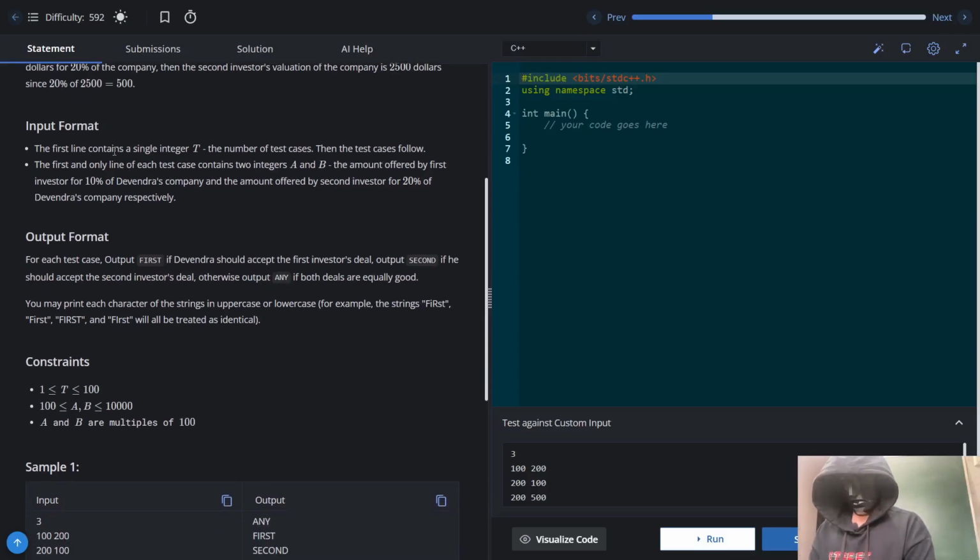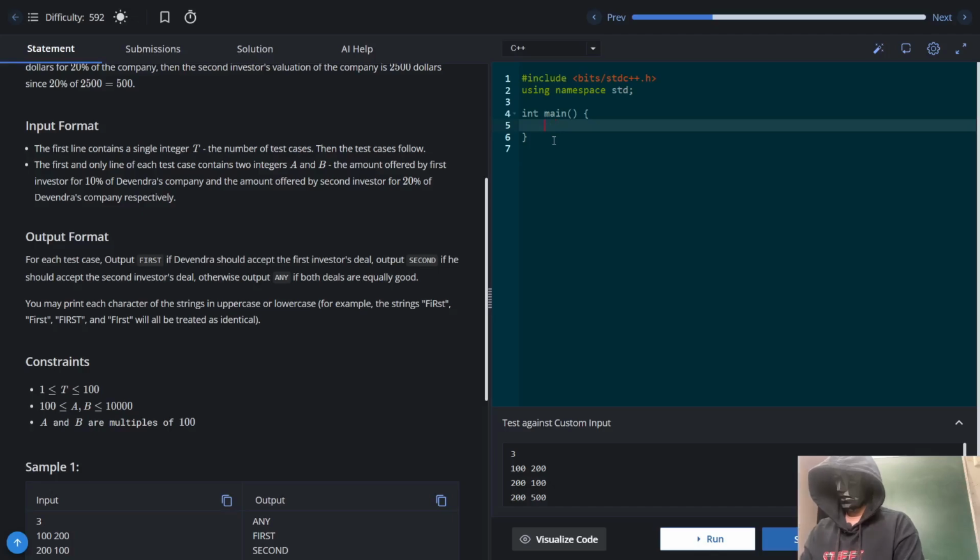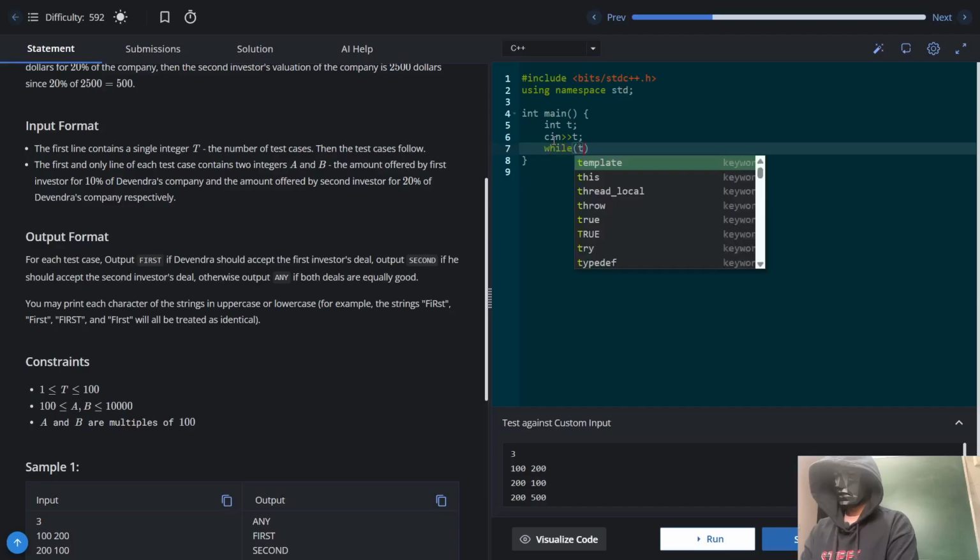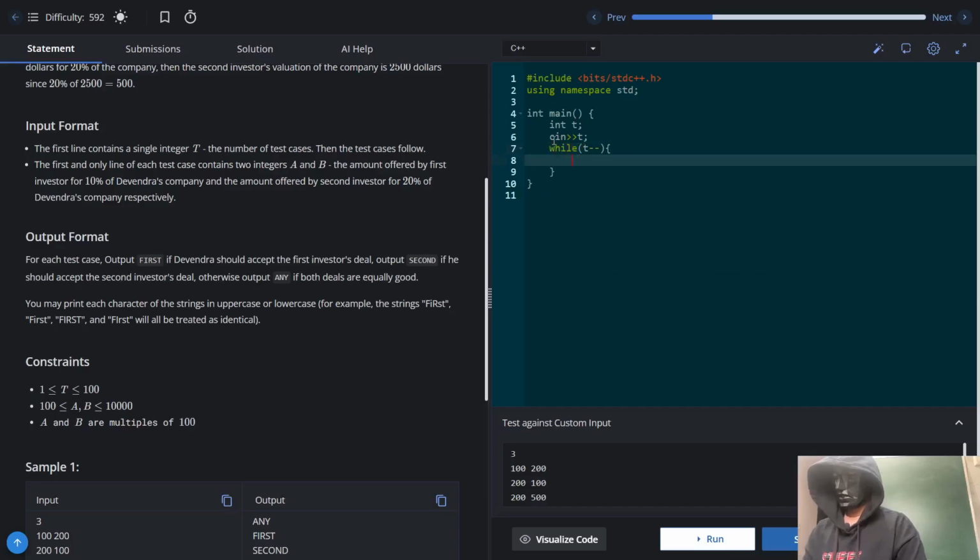Input format: the first line contains a single integer t, the number of test cases, then the test cases follow. So int t, cin t, while t minus minus. This will take care of all the test cases.